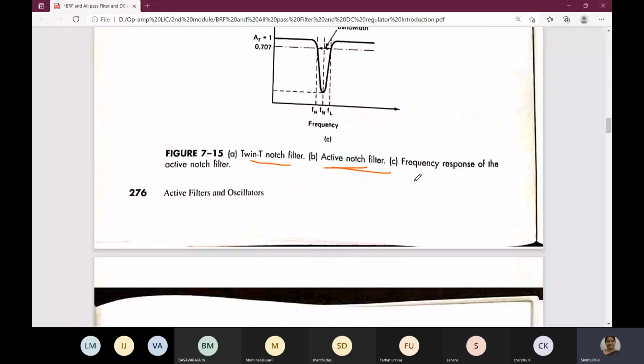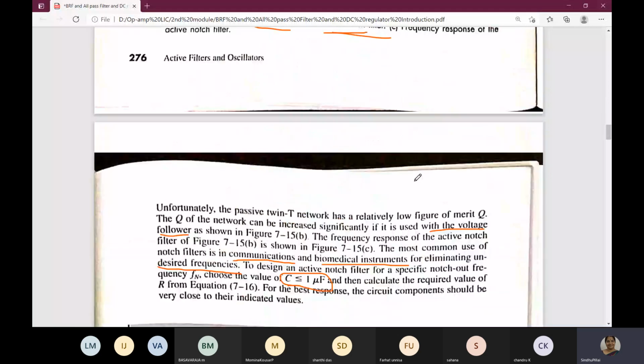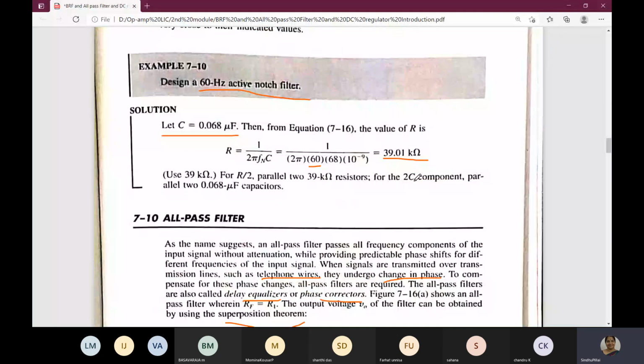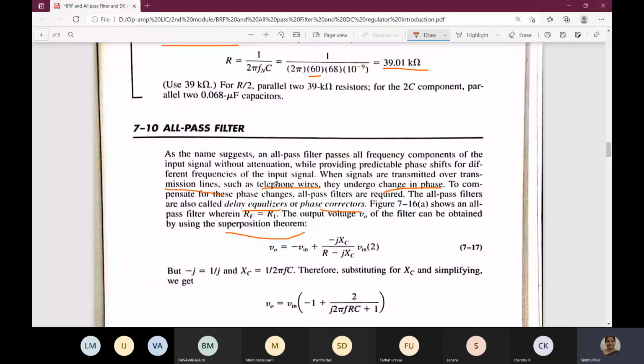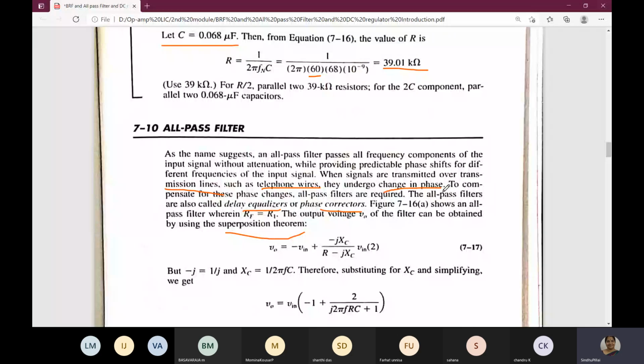Next we'll move on to the all pass filter. When signals are transmitted over transmission lines such as telephone wires, they undergo a change in phase. If you send a sine wave, it may become a cos wave, like a 90-degree phase shift. To compensate for this, they go with all pass filters. An all pass filter passes all frequency components of the input signal without attenuation. It will not do any attenuation, but there will be some phase shift.